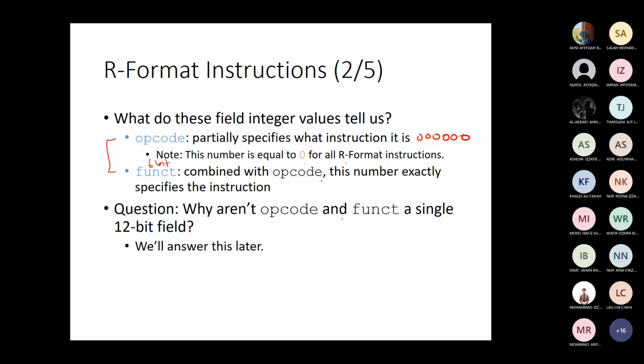So why aren't opcode and function combined into a single 12-bit field? Because of the I format and also the J format. They only use the opcode. They are not using the function. The function field would not be used later on. So that's why they separate the opcode and the function. When I said we'll answer this later, it's because I need to explain about I and J first, so then you will be able to understand why opcode and function are not combined into a 12-bit field.